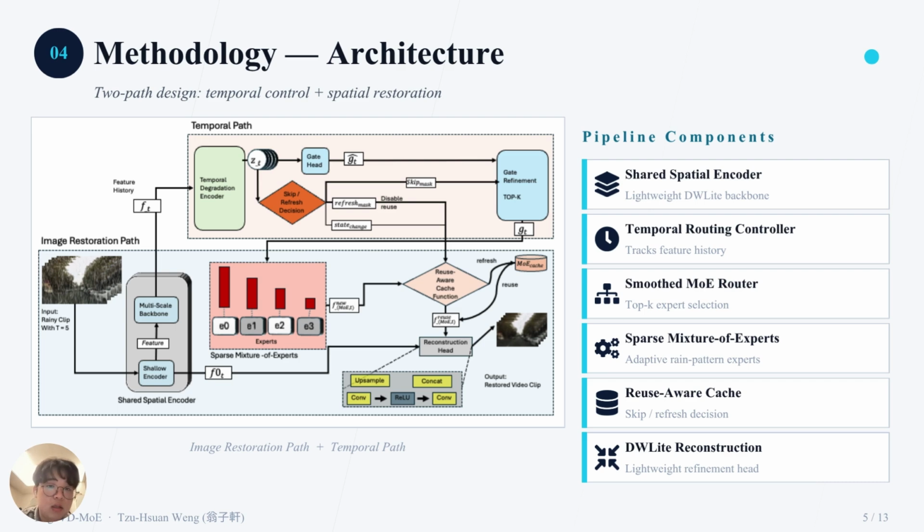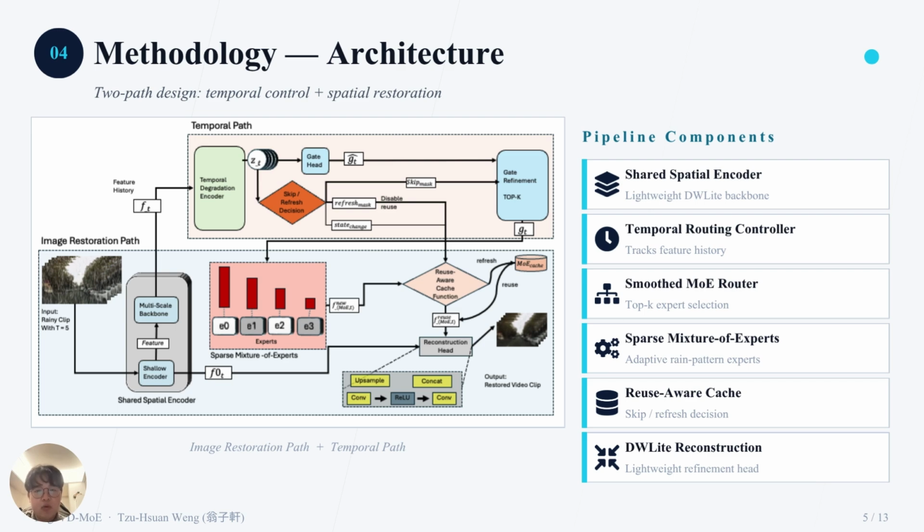So we have two paths, which are image restoration and temporal. The temporal path can first compare frame to frame to see whether we need to compute again or not. So it can save some cost because rain itself is continuous, it can be predicted, and the noise in each frame is not that different. So we use a reuse way of caching so that we can save a lot of computation.